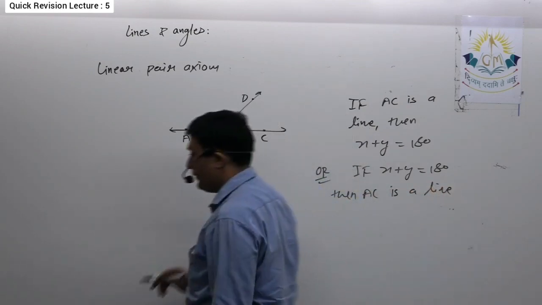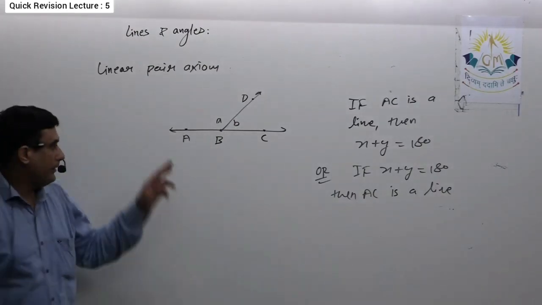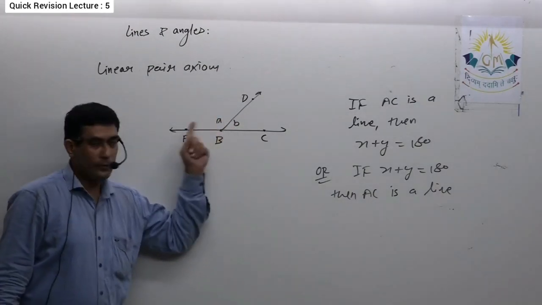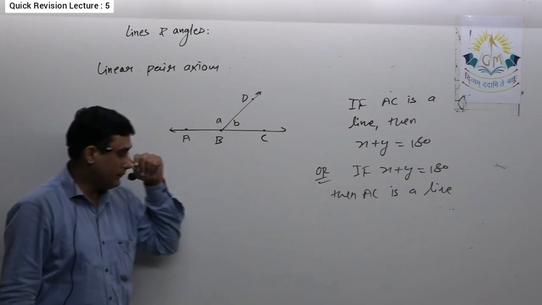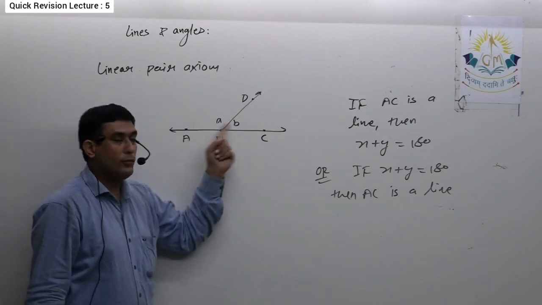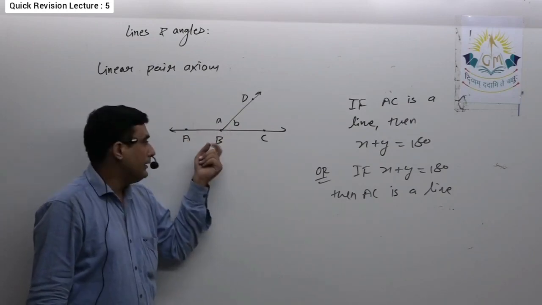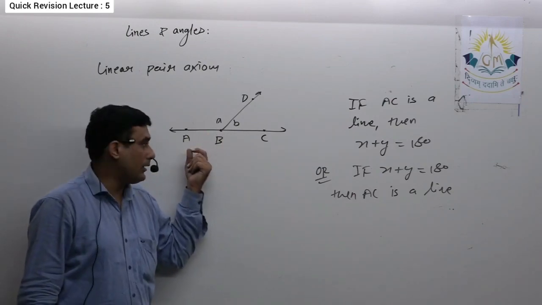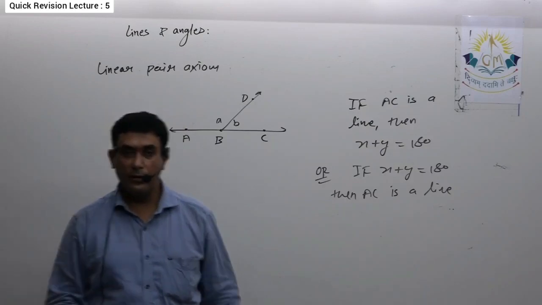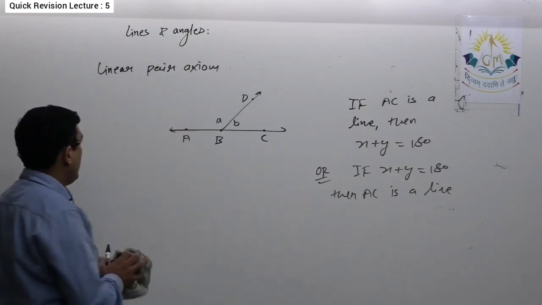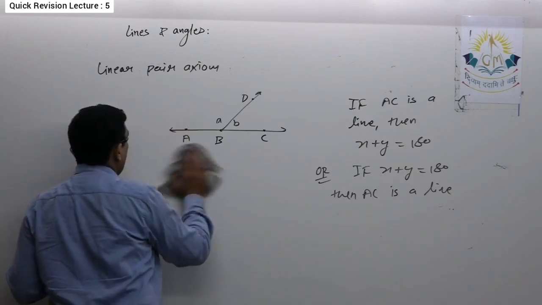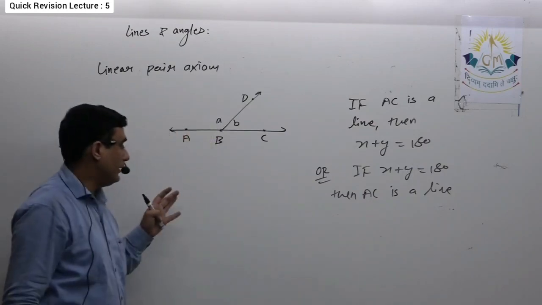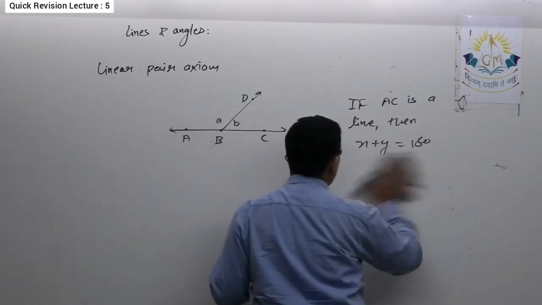That means if there is a straight line and a ray stands on it, then the sum of the angles is 180 degrees. And if the sum of two adjacent angles is 180 degrees, then the non-common arms form a line, or the non-common arms are opposite rays. So that is the linear pair axiom. It is very, very useful. We'll use this throughout this geometry portion.